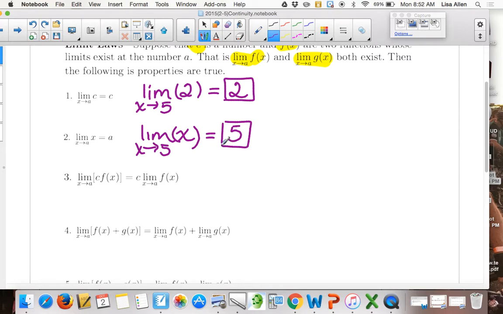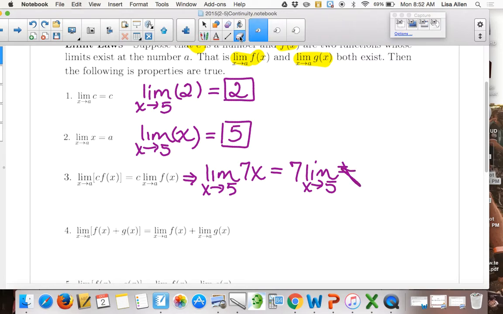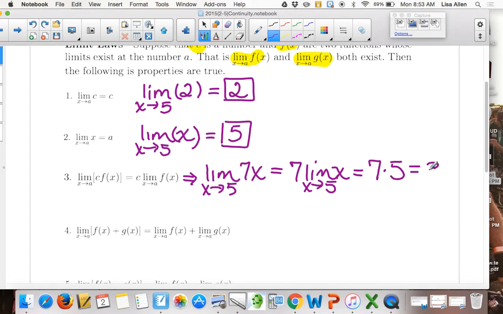Then I talked about this idea of pulling the constant out front, though you may not have to do that. If I have the limit as x approaches 5 of 7x, so 7 times x, we could take the constant out front: 7 times the limit as x approaches 5 of x. Then it's going to be 7 times 5, which is 35.